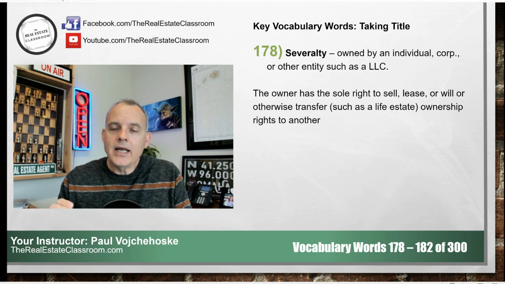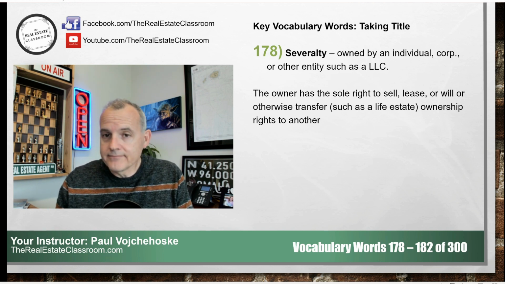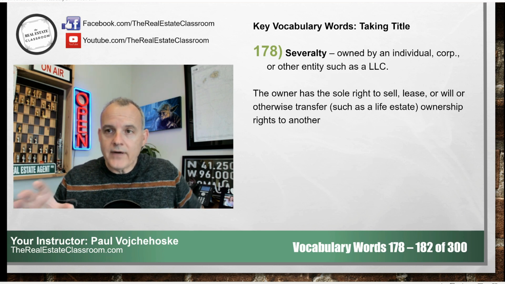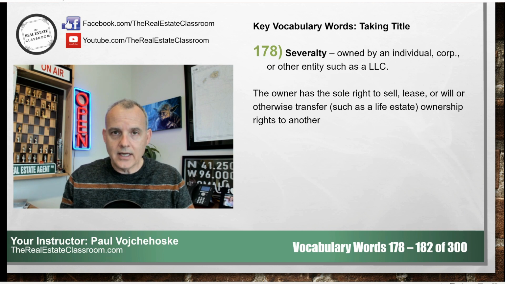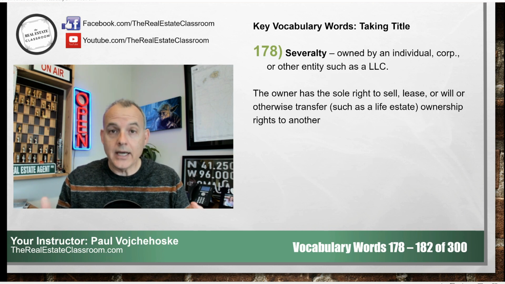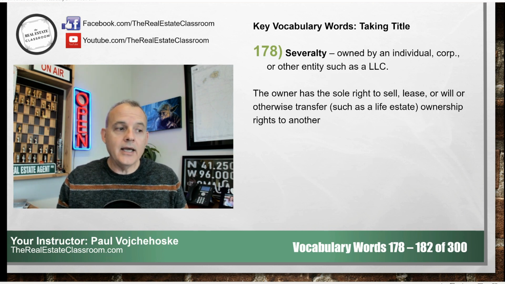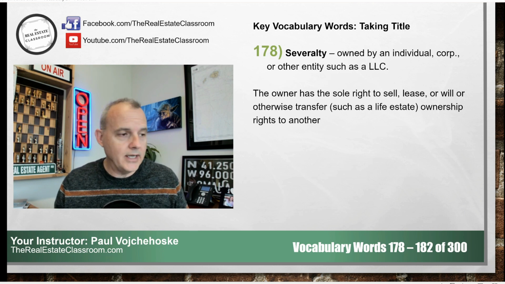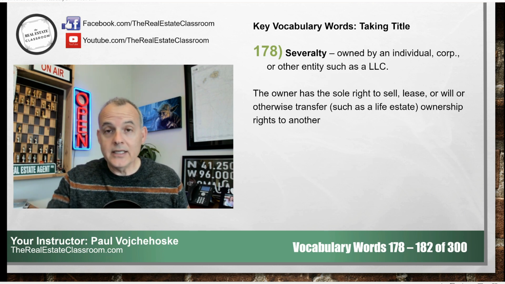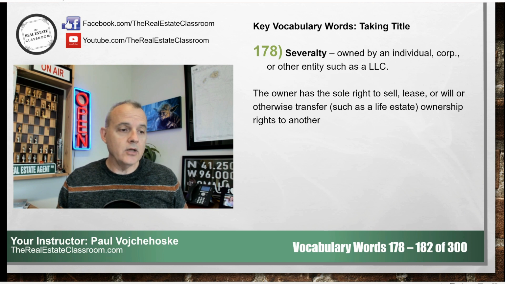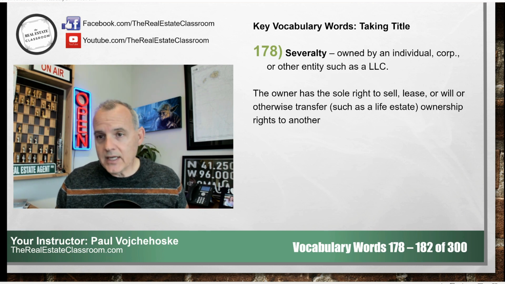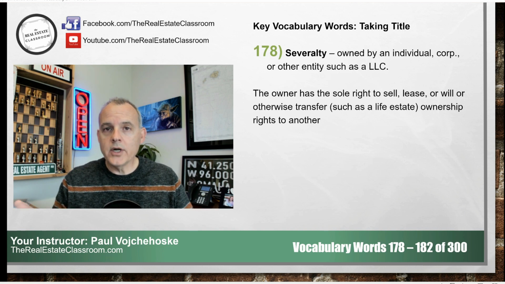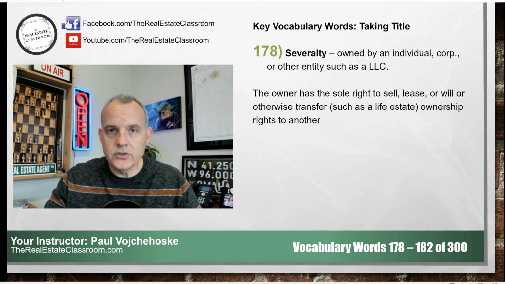All right. Now, severalty means single. So if I take title from you and now I hold that title, meaning I'm the owner, title has transferred to me, I have the sole right to do whatever I want with it. I can sell it. I can lease it. I can take out a mortgage. I can will it to my heirs. I can give it away. I can give a life estate. There's no one or no entity that is defeating my ability to solely do that.